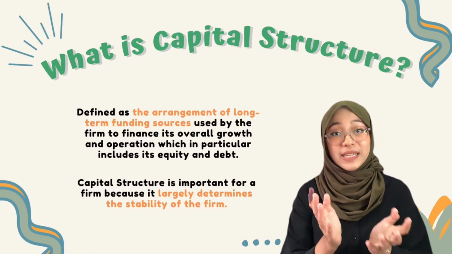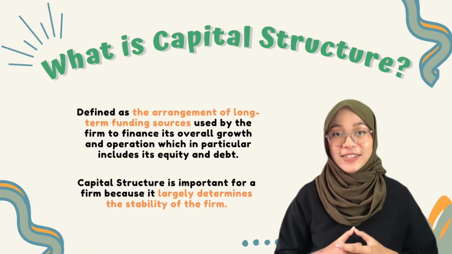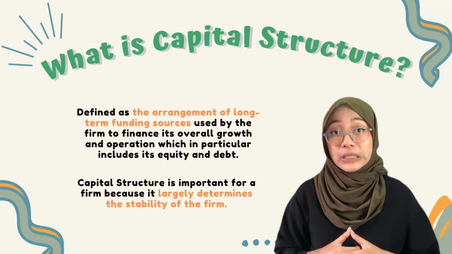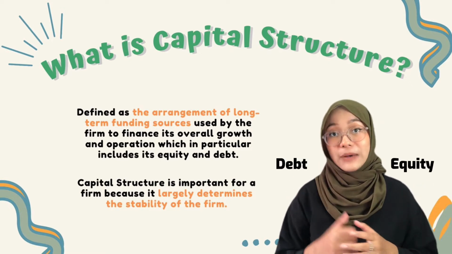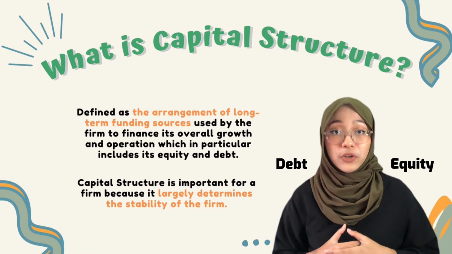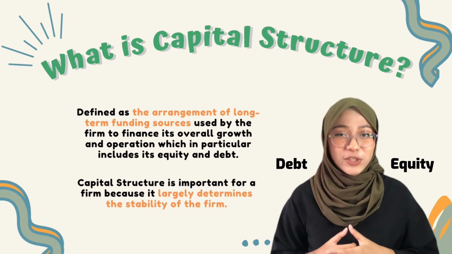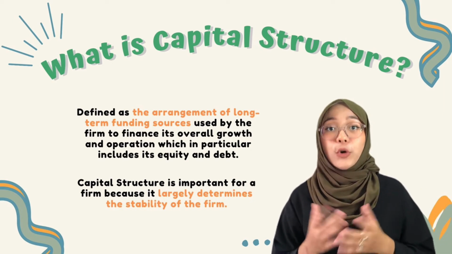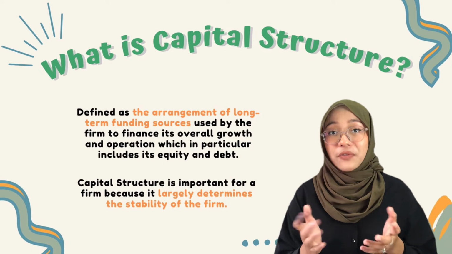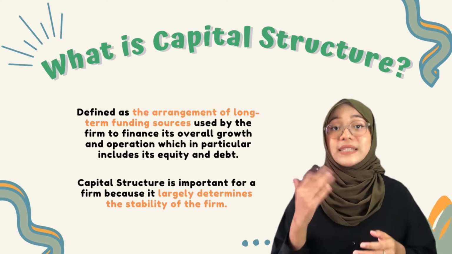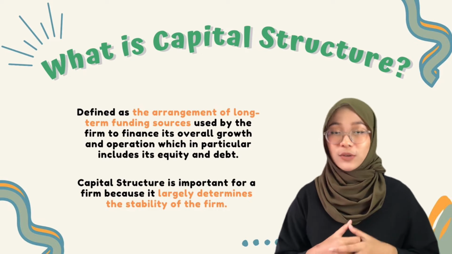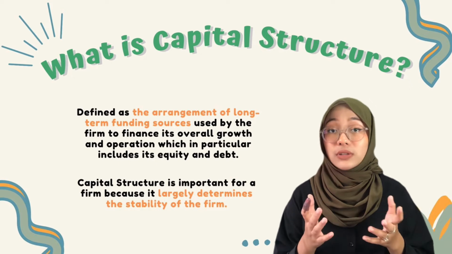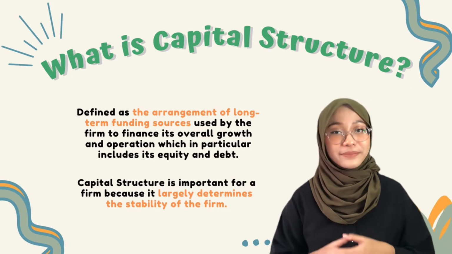Capital structure could be defined as the arrangement of long-term funding sources used by the firm to finance its overall growth and operation, which in particular includes its equity and also debt. For instance, bonds, preferred shares, retained earnings, long-term shares, equity shares, debentures, and etc. Both debt and equity could be found in a balance sheet. A firm's financial structure is measured by its debt to capital and also debt to equity ratio. Moreover, capital structure is important for a firm because it largely determines the stability of the firm.